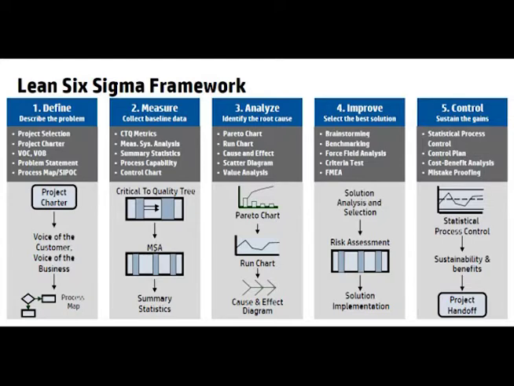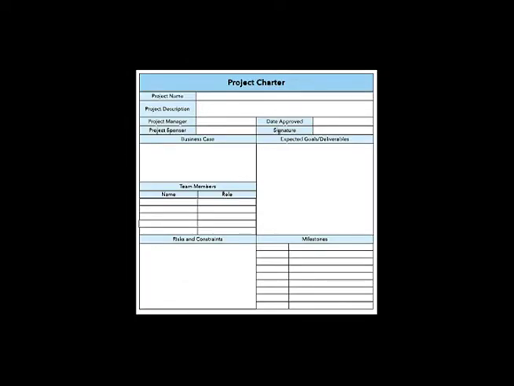Six Sigma uses various tools for its define phase, measure phase, analyze phase, improve phase, and control phase. I will show you a few examples. In the define phase, project managers will often use a project charter. A project charter is a document used to define different characteristics of a project, such as the project name, sponsor, and description.